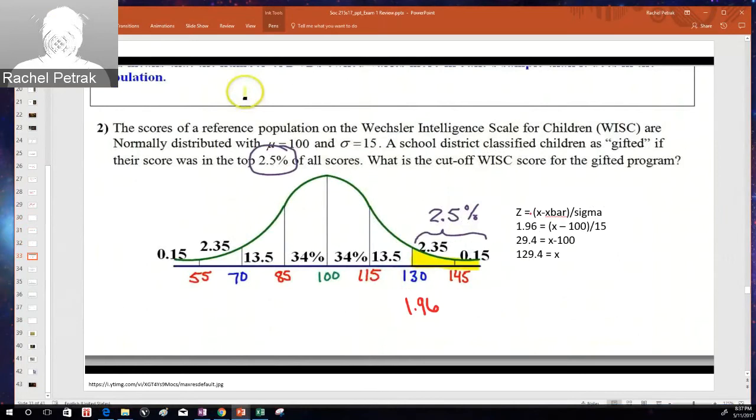And then to convert from the standard score back into a raw score, we just use x is equal to the z-score times the standard deviation plus the mean. And so that's 1.96 times 15 plus 100. We've already done the math here and know that it's 129.4.